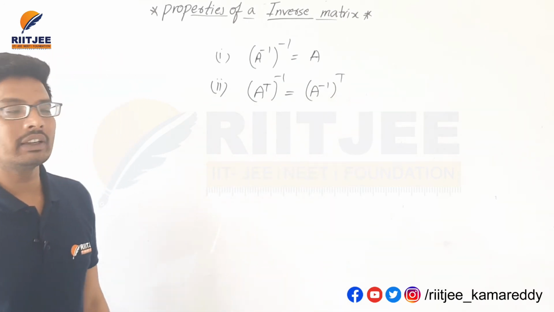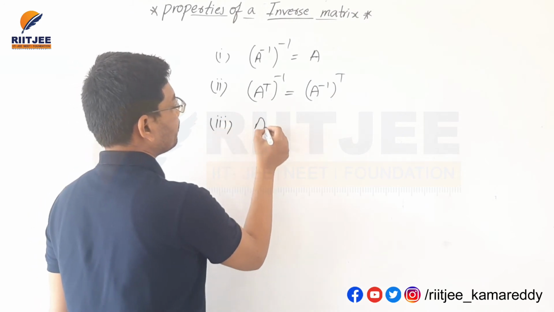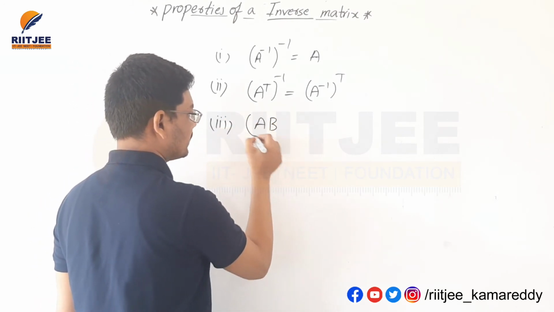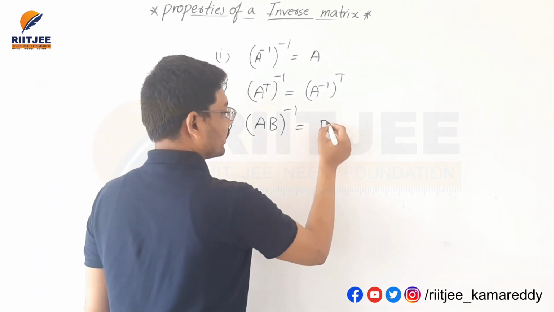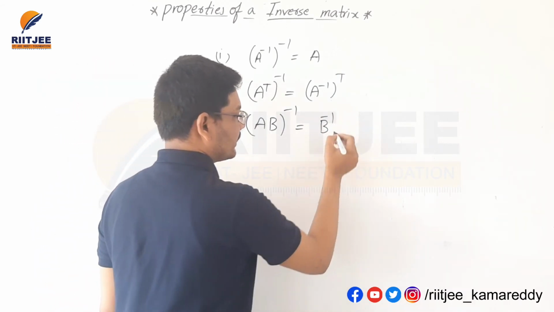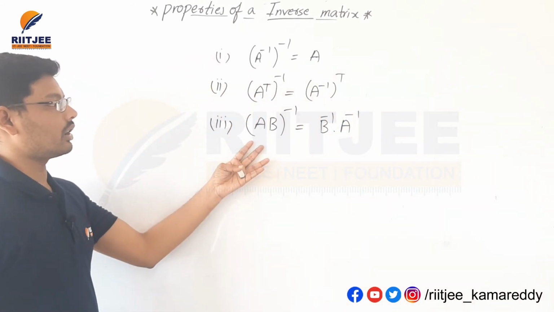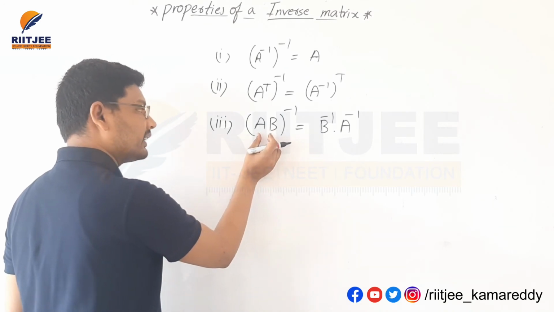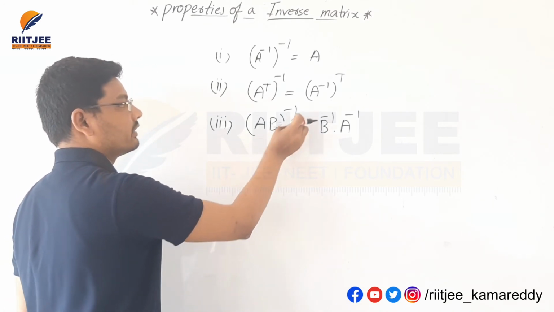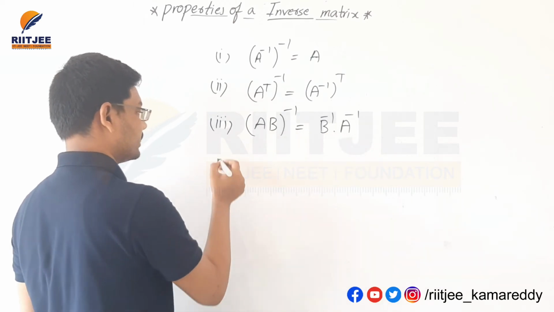And the next one, the inverse of the product of any two matrices gives the product of the inverse of the second matrix into the inverse of the first matrix here. This is all about property number 3 here. If you find the inverse of the product of two matrices, that is equal to the product of the second inverse and the first inverse.